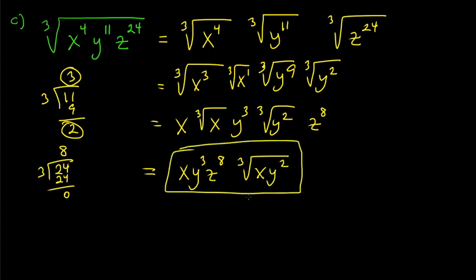So that's part C. Part D. We have the fourth root of 80x to the 9, y to the 7. I don't think you're going to see the fourth root that much on a test. You'll see square roots a lot, and you'll see cube roots somewhat often. Once you get to fourth roots or fifth roots, I don't think you're going to see that very much. But it's done the same way, right?